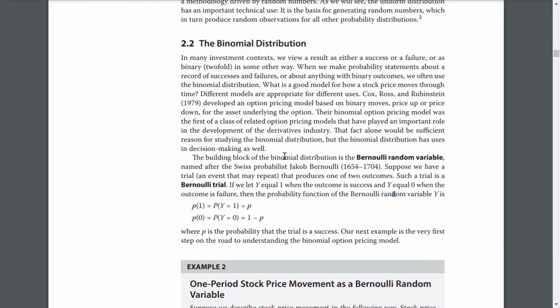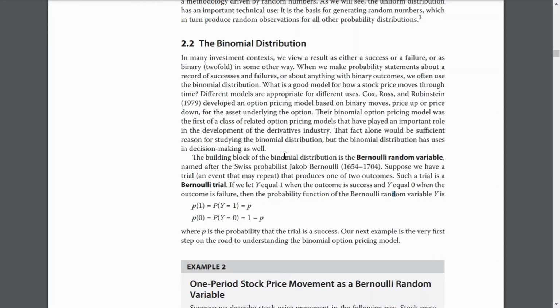What is a good model for how a stock price moves through time? Different models are appropriate for different uses. Cox, Ross, and Rubinstein developed an option pricing model based on binary moves, price up or price down, for the asset underlying the option. Their binomial option pricing model was based on the asset underlying the option.